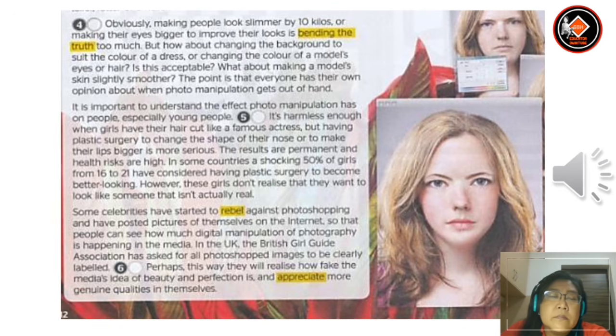Some celebrities have started to rebel against photoshopping and have posted pictures of themselves on the internet so that people can see how much digital manipulation of photography is happening in the media. In the UK, the British Girl Guide Association has asked for all photoshopped images to be clearly labelled. Perhaps this way they will realise how fake the media's idea of beauty and perfection is and appreciate more genuine qualities in themselves.